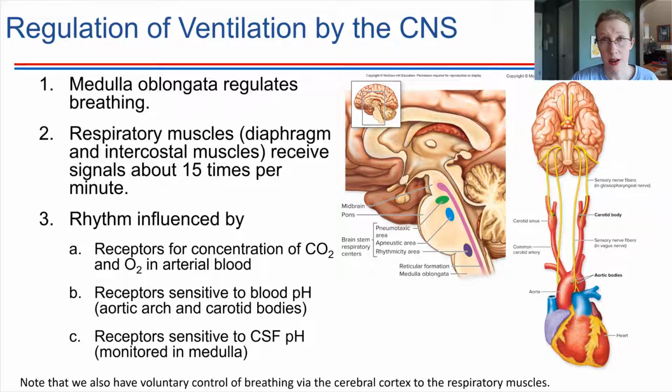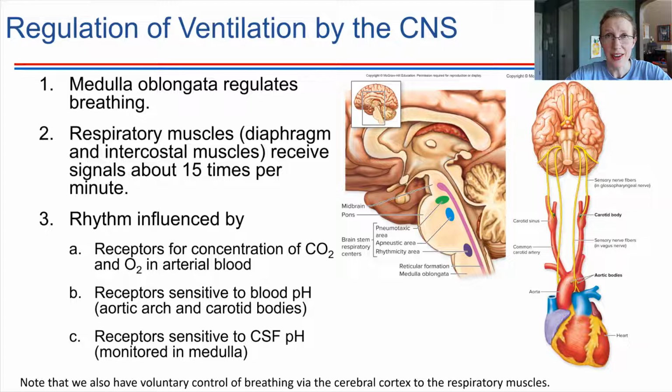So there are receptors that are monitoring those concentrations. There are also receptors that are sensitive to pH, so they're chemoreceptors. They exist in the aortic arch, so the aorta, which comes out from the heart, carries the oxygenated blood from the left ventricle. Okay, so in the aorta, it sort of bends over. That's called the aortic arch. That aortic arch has some pH receptors. There are also some receptors in the carotid sinuses, the carotid bodies.